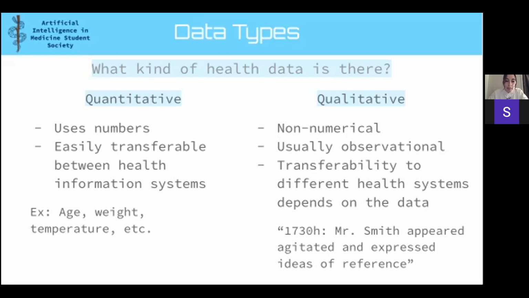So here's an example. At 17:30 hours, Mr. Smith appeared agitated and expressed ideas of reference. This would be really hard to quantify numerically or to give it a value. So there are a lot of pre-processing steps that are required if you want to put it in another health information system.